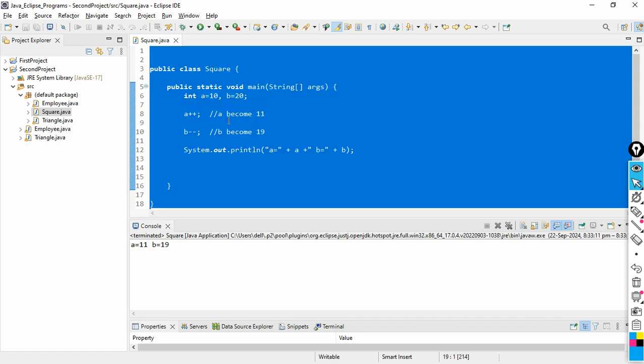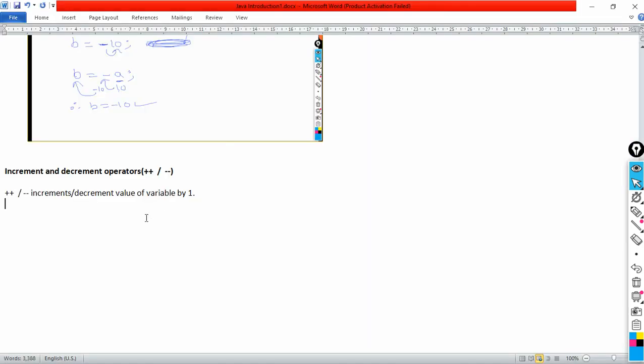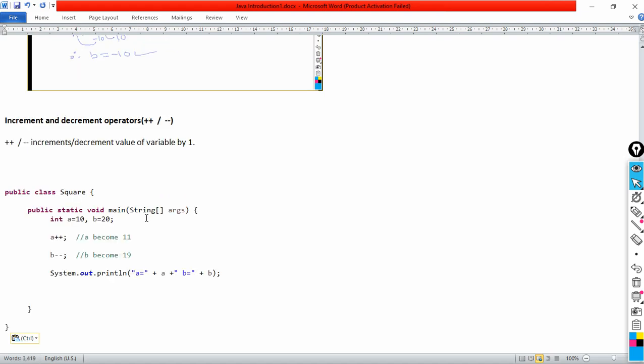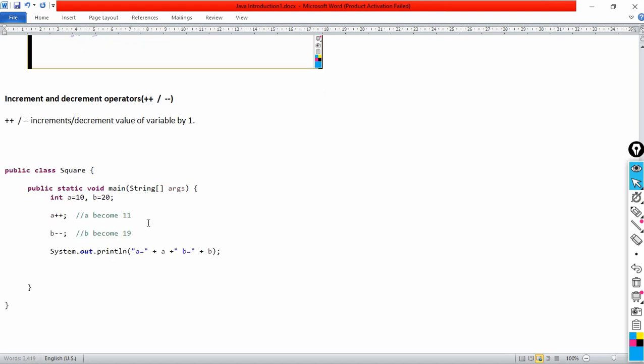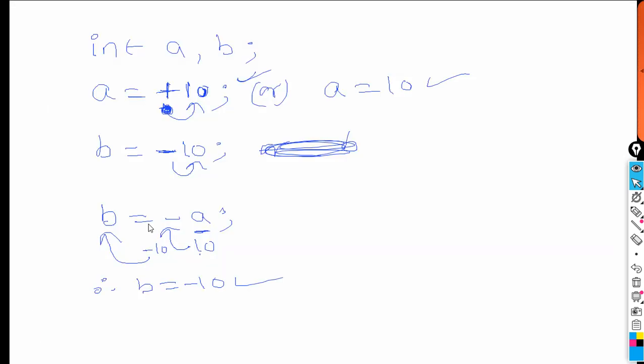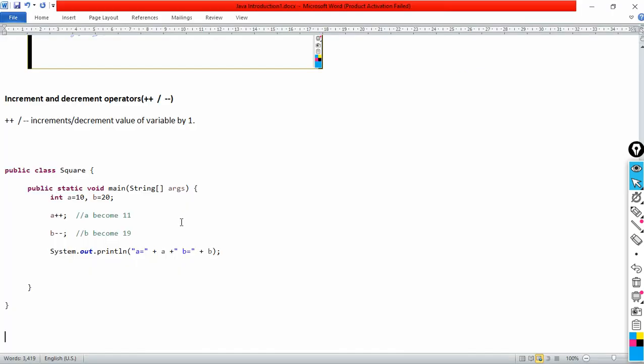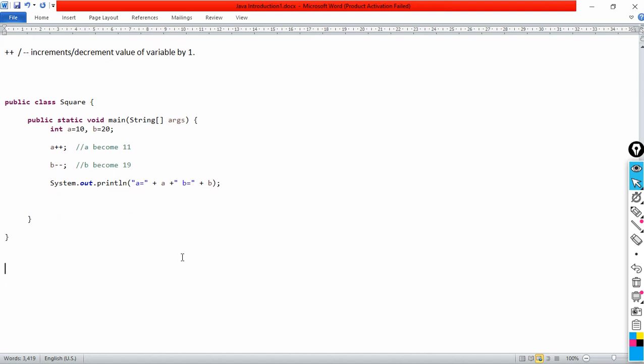Let me copy paste this particular program for you. This is the first program. The important point of this plus plus and minus minus is, let me show you here. Did I copy this particular thing? Okay, copied, no problem.